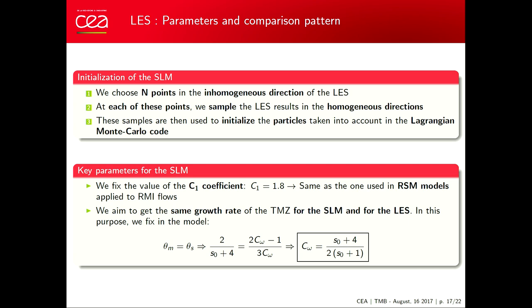We did the same for our model. We initialized it by extracting results from the LES and using them to initialize the particles of the Lagrangian Monte Carlo code. And once again, we had key parameters to fix, which are obviously the coefficients of the model. We fixed the value of C1 to be the same as the one used in random stress models, generally applied to Richtmyer-Meshkov flows. And since we aim to get the same growth rate with the model and with the large eddy simulations, we fixed the value of the coefficient C omega, depending on the value of the infrared slope of the energy spectrum.